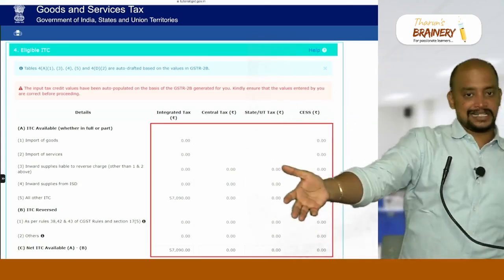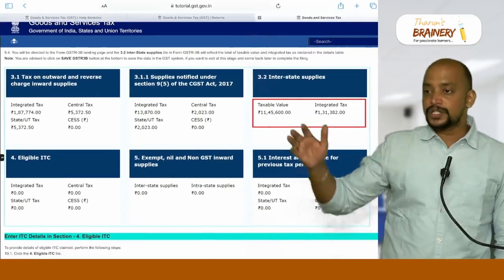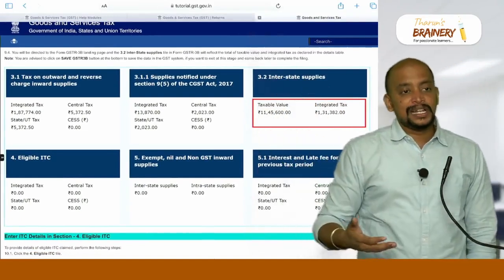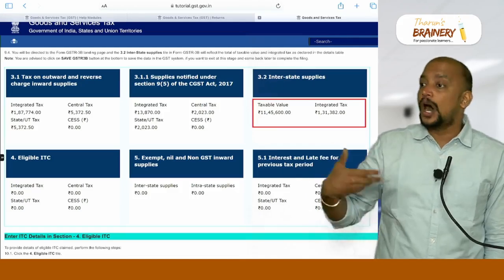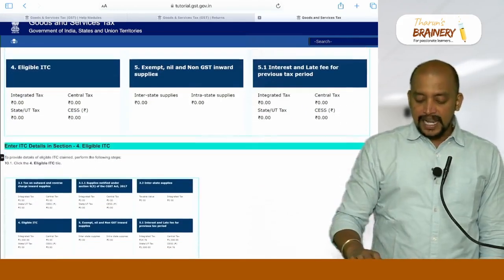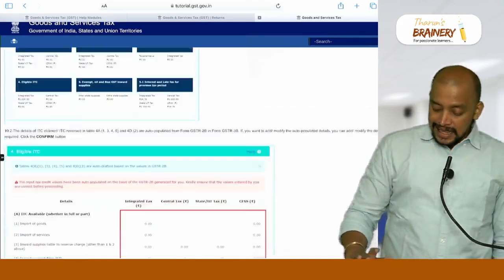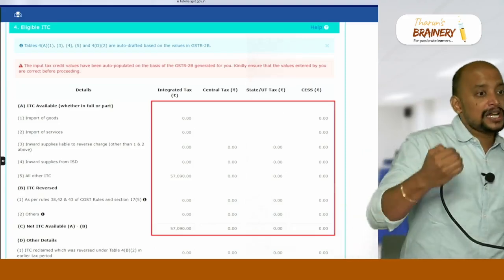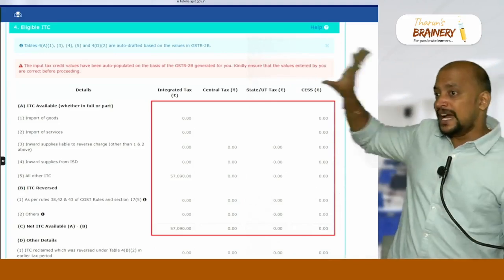In that GSTR 3B, we have various tables. Table 3.1 and 3.2 talk about the liability. How much is the gross GST payable on our outward supplies? Whereas table number 4 talks about eligible ITC. In this eligible ITC, how much is the ITC on our inward supplies? We need to report, we need to enter.